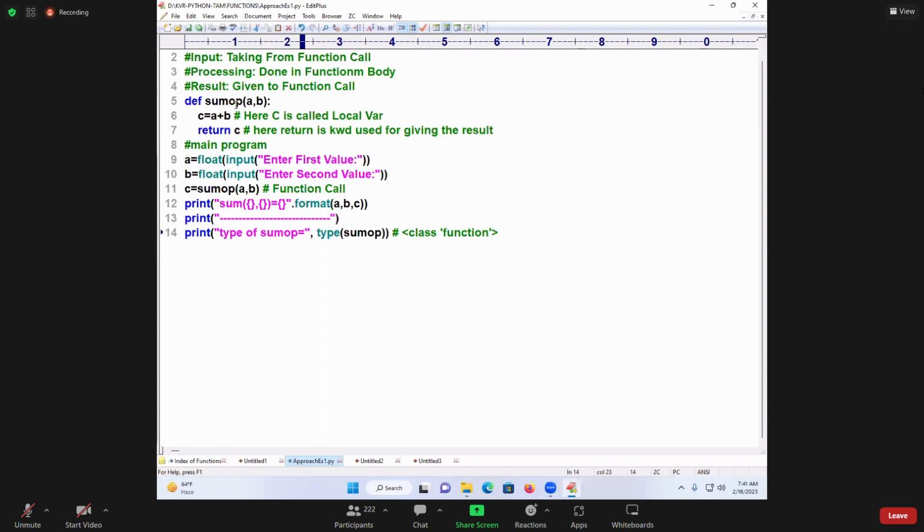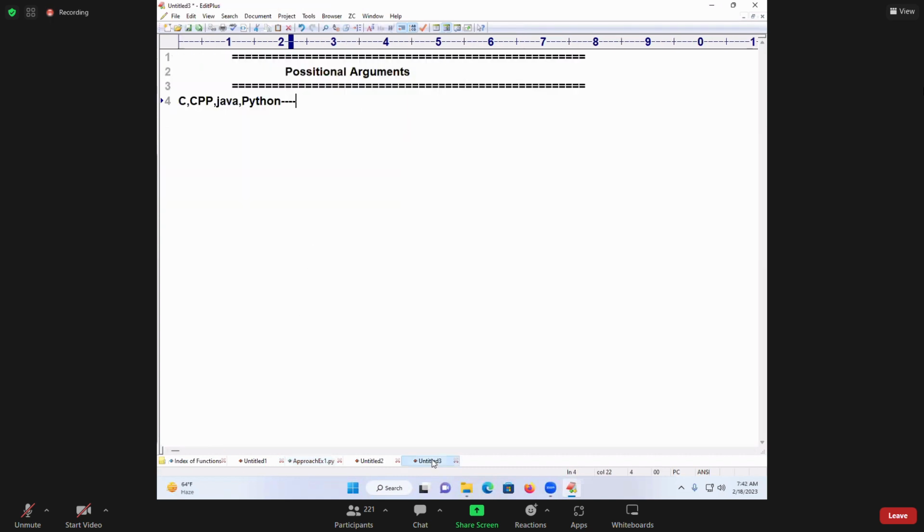What are these A and B arguments? How are they passing? All at once, 1 to 1, 2 to 2, 3 to 3, n to n. What is that mechanism called? The positional arguments mechanism. So what did you understand from the first sentence about positional arguments? It is one of the default mechanisms of passing the data from function call to function definition.